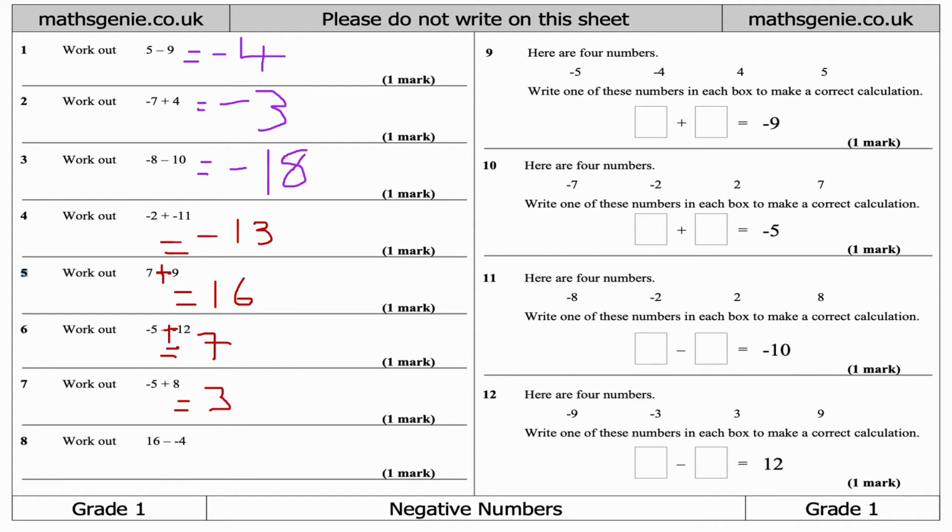Question number 8. 16 take away negative 4, so I'm adding 4. 16 plus 4 is 20, guys. So hopefully it's making sense so far.